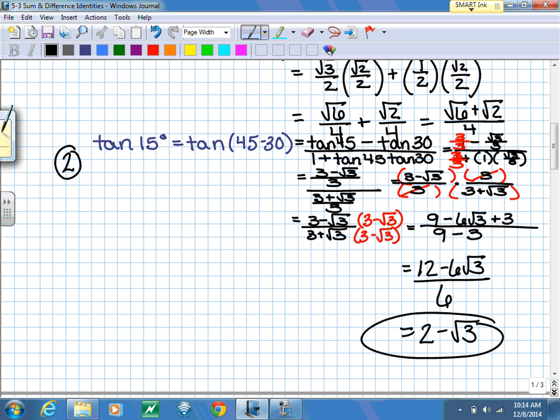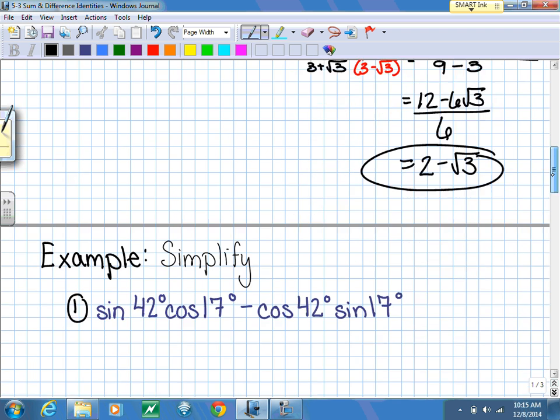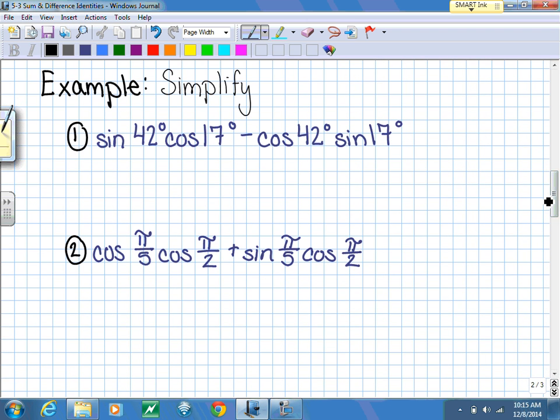So if we're going to try and find the exact measure, you're going to see that we have to work through this more with just basic algebra to be able to solve that. The last example that I'm going to go through is a little bit easier, but involves simplifying.